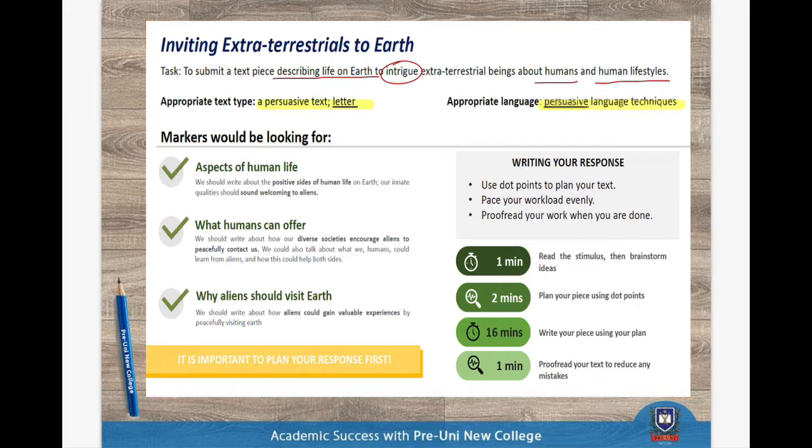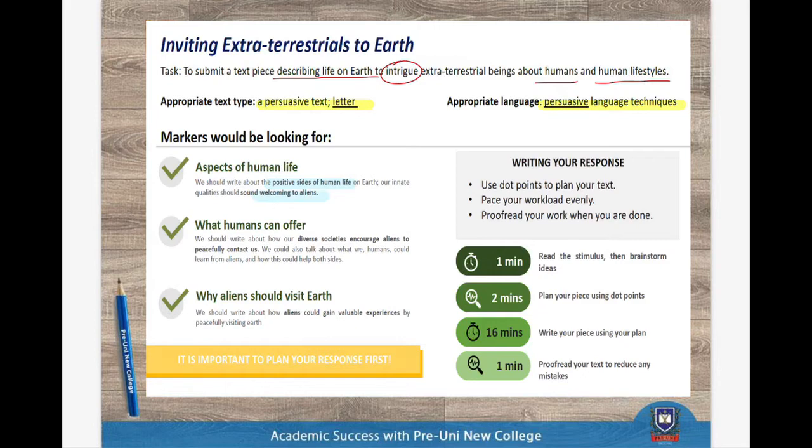So for the first part, we've got aspects of human life. So we should write about the positive sides of human life on Earth, our innate qualities, and how we should welcome them to aliens. So in this part, we can see that because we are trying to promote life on Earth, we would obviously only include the positive sides of human life. Yes, we have negative sides as well, but we are not trying to focus on that area, so we don't need to include that at all. We only need to talk about the good things and the things that will attract these extraterrestrial beings to Earth.